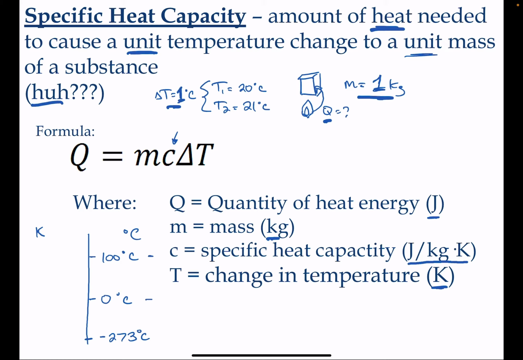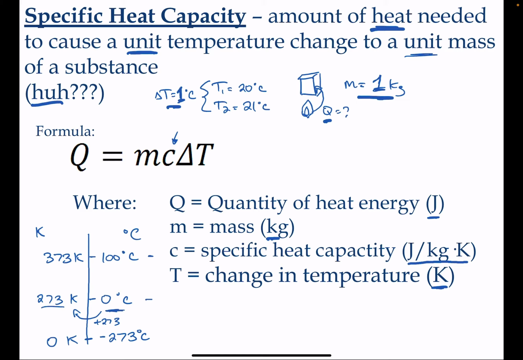What Lord Kelvin did then, he said 0 Kelvin is going to be that absolute lowest point, which makes this 273 Kelvin and makes this 373 Kelvin. Okay, so if you know your temperature in degrees Celsius, you can just add 273 and you're going to get your temperature in Kelvin.